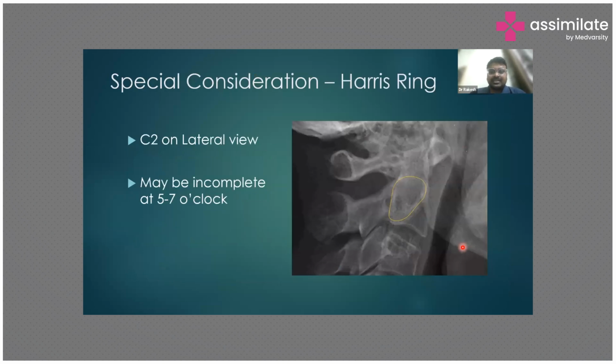In certain special considerations, one is called the Harris ring, which is seen on C2 in the lateral view. This is a ring-like structure seen on vertebral body number 2. Now this may be incomplete at the 5 o'clock or 7 o'clock position, so somewhere here it might be incomplete. But if this ring is incomplete in any other place, then that will be an abnormal X-ray.